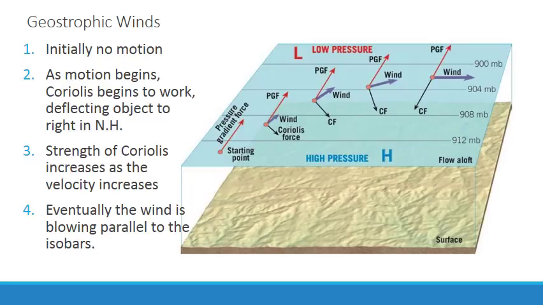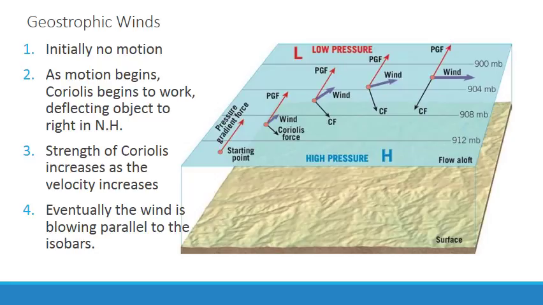This figure illustrates the formation of geostrophic winds, and you begin with a non-moving parcel of air directed by the pressure gradient force from an area of high pressure near the bottom to the low pressure area at the top. Initially, the parcel of air has no motion, and the Coriolis force is non-existent. Under the influence of the pressure gradient force, the parcel begins to accelerate from the area of high pressure to the area of low pressure.